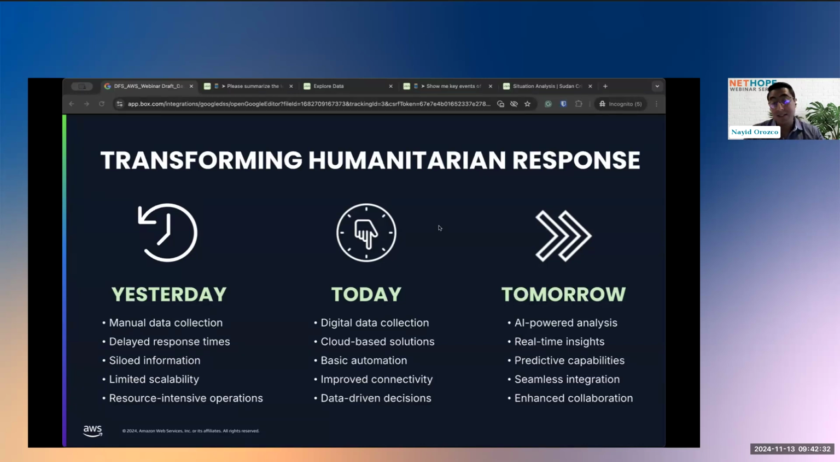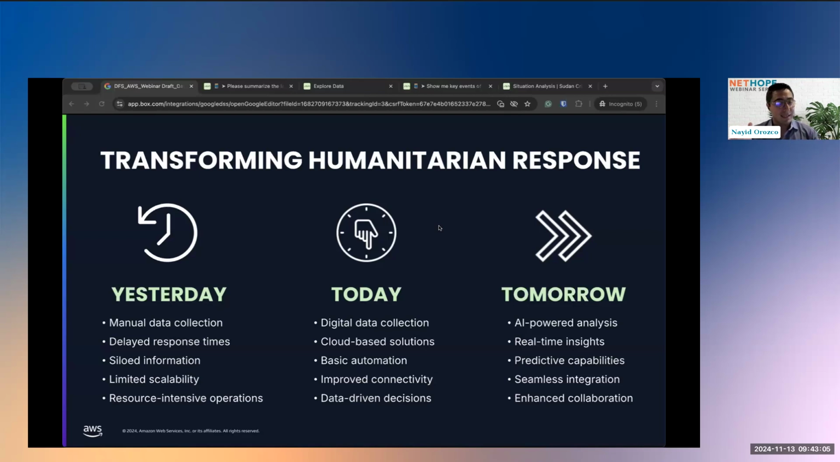Today, we have seen or we are seeing improvements in the sector, and we have access to digital data collection tools, cloud-based solutions, some basic automation, of course, better connectivity between teams, and this is just an example of it. We are all in different regions of the world just attending this webinar, and we can say that we are beginning that era of data-driven decision-making.